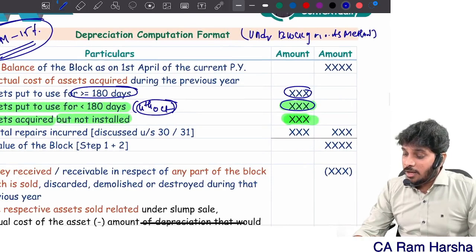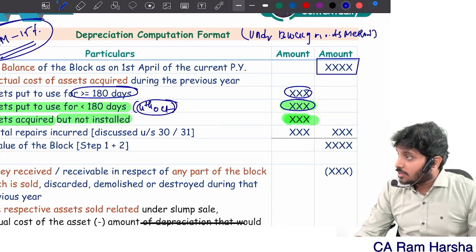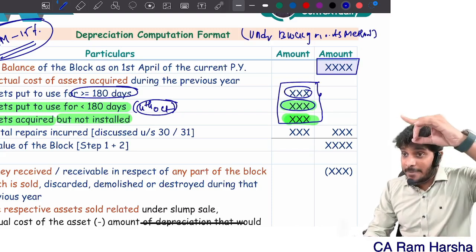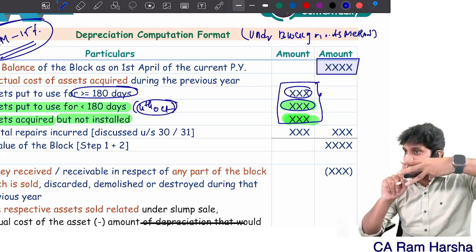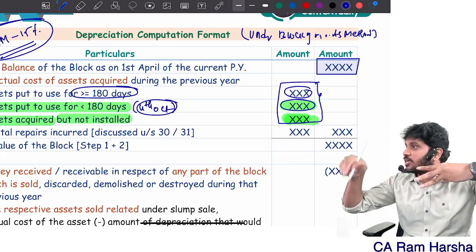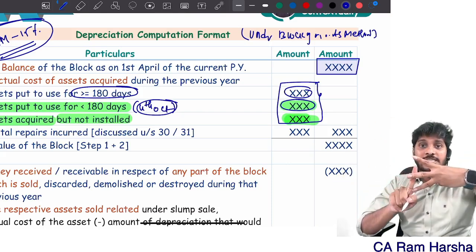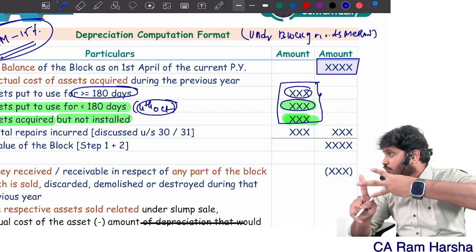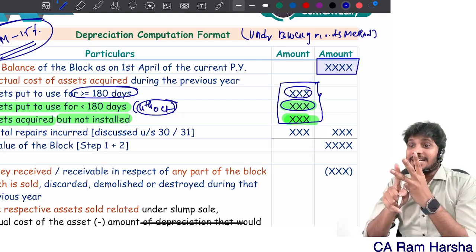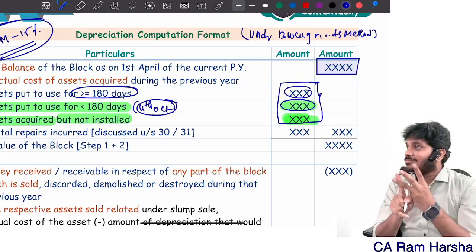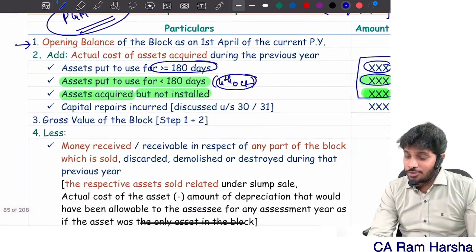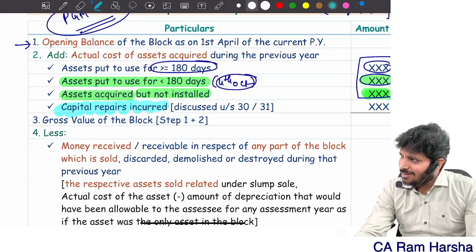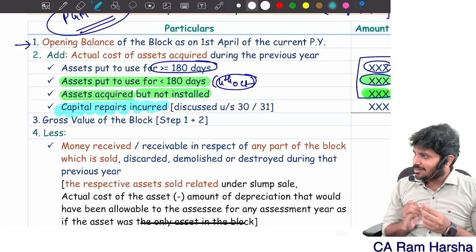Now you see, the block has an opening value. Whatever assets you purchased, you categorize into 3 categories. Assets purchased, but not installed at all in this year. Or assets purchased and installed where the installation date is 4th October or later. Or assets purchased where the installation date is before 4th October. Or the 4th point, you see, capital repairs incurred. Correct?